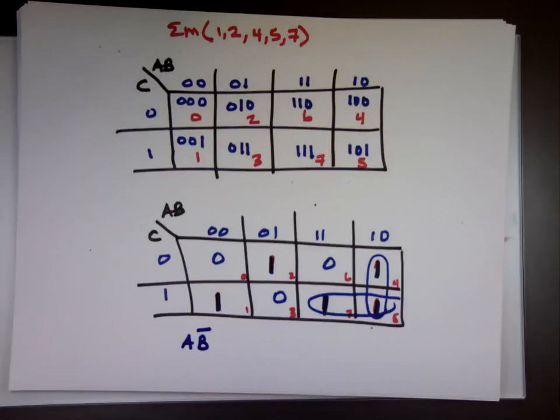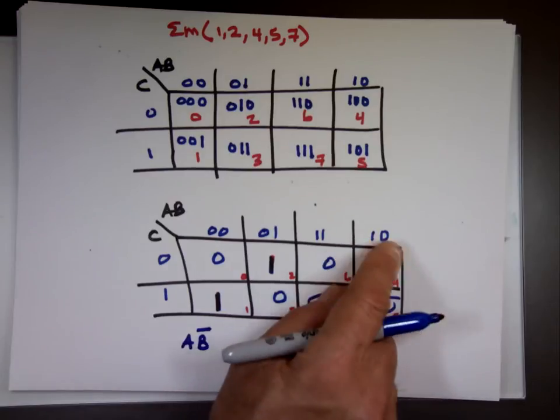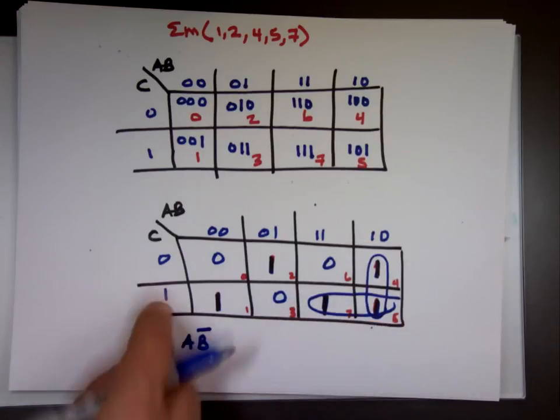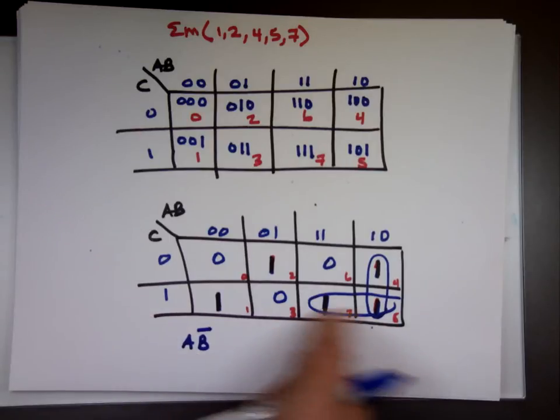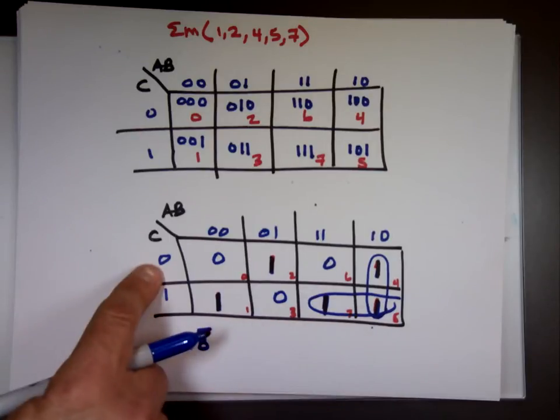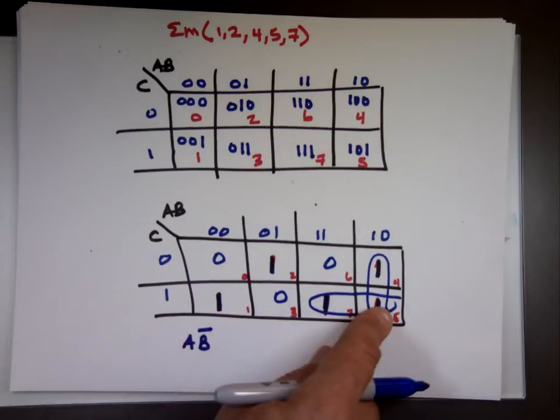So B changes. No, B didn't change. A was 1, B was 0 the whole time. C was changing for them. That's why C is not in the expression. Because C was changing, you don't put it in, because that means it doesn't matter. If it's 0, it's still going to have a 1. If it's 1, it's still going to have a 1. So 0 is not a factor there.